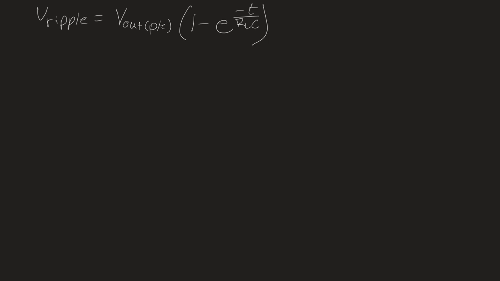So from the print, we know that R sub L is equal to 250 ohms. We know that C is 500 microfarads. And since this is a half-wave rectifier, we know that our capacitor is going to discharge at 16.67 milliseconds.